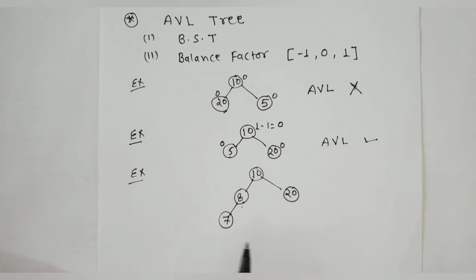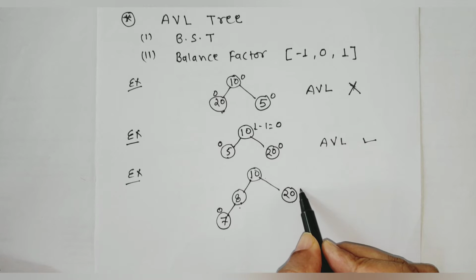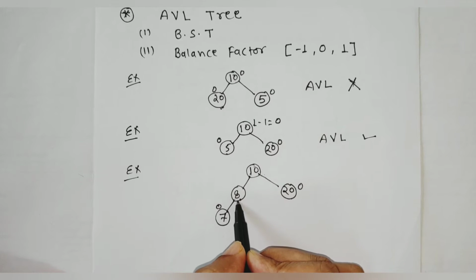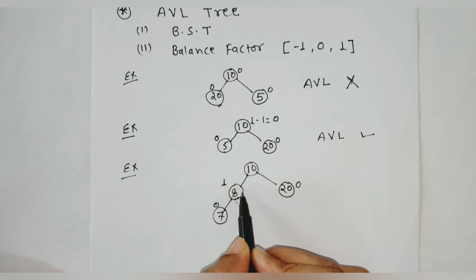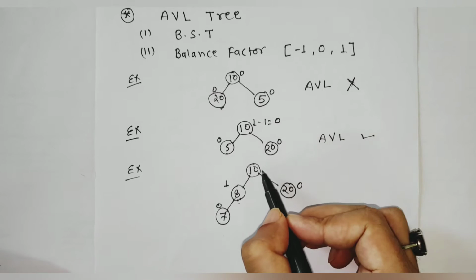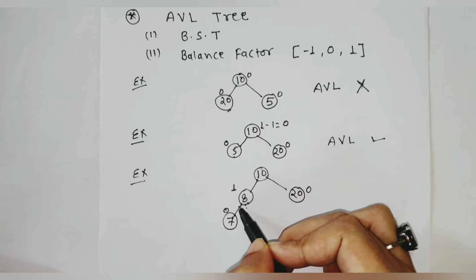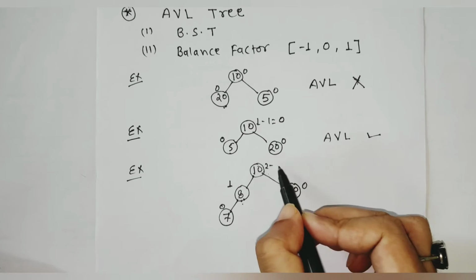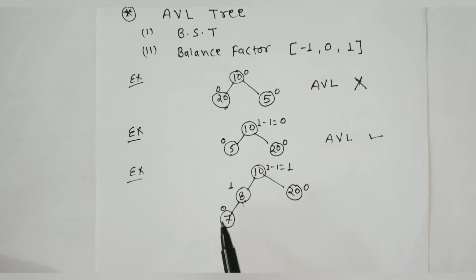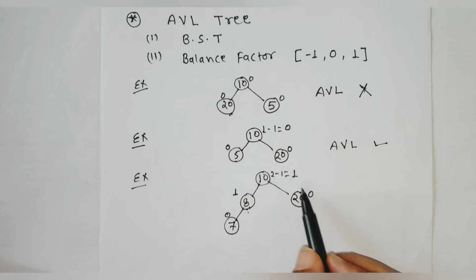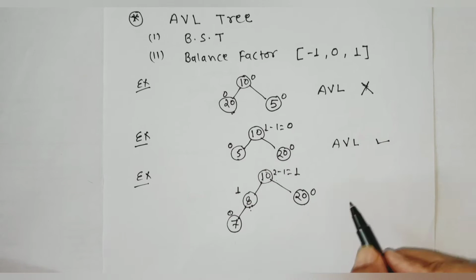So the first condition is satisfied. Now we will check the balance factor. The balance factor of the leaf nodes is 0, 0 and the balance factor for 8 is 1 because 1 minus 0 is 1. And now the balance factor for 10 is 1, 2, 2 minus 1. So it is 1. So for each node, the balance factor is either 0 or 1. So it is an AVL tree.